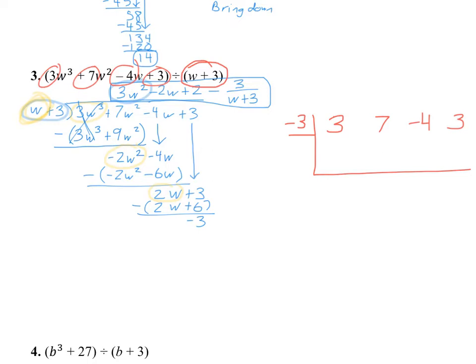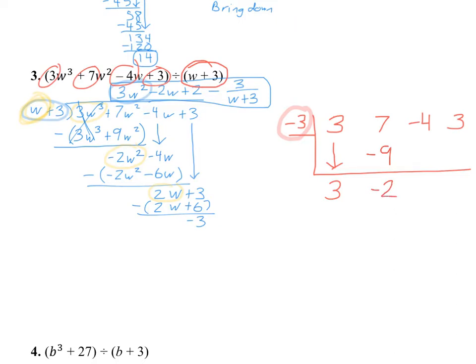Okay, the steps for synthetic division are bring down and then multiply, add, multiply, add, multiply, add. So bring down the first number inside. Then you're just going to do multiply, add, multiply, add, multiply, add. Multiply is when you take the number on the bottom and you multiply by the number out here. So 3 times -3 is -9. You write the -9 here. Now you add 7 and -9, and you get -2.